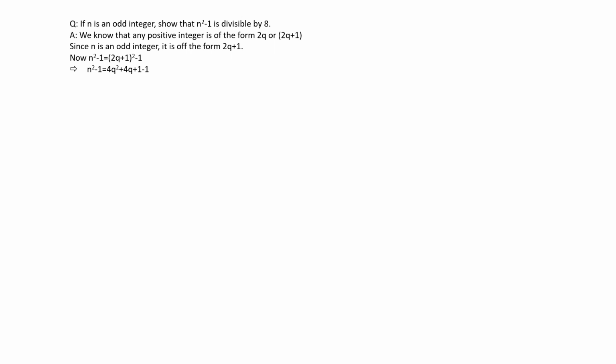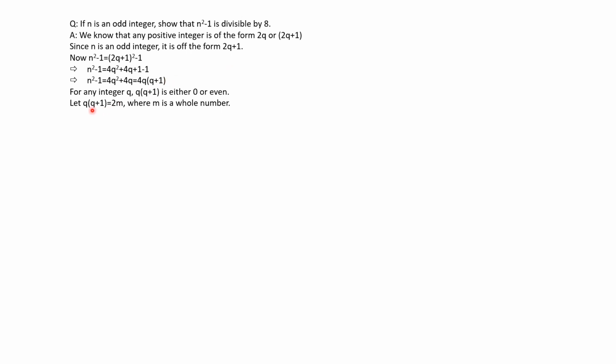So plus 1 and minus 1 get cancelled, and we get n square minus 1 equals 4q square plus 4q. Taking 4q common, it is 4q whole into (q plus 1). Now for any integer, q into (q plus 1) is either 0 or even. So we can write q into (q plus 1) equals 2m, where m is a whole number.